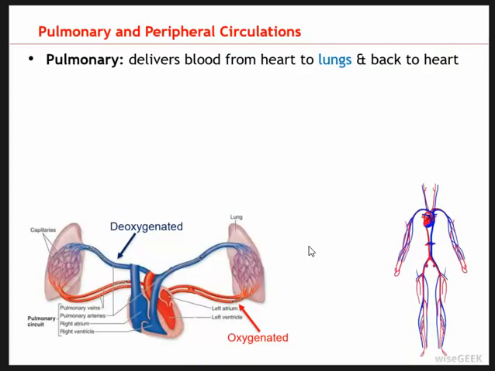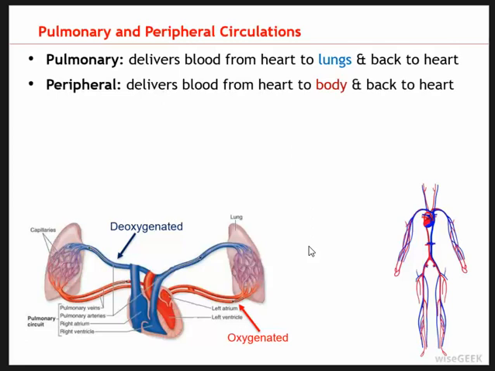This next slide here looks at pulmonary versus peripheral. There are different ways we can describe blood. We can describe blood as pulmonary, meaning it involves the lungs. But it can be from the heart to the lungs, or from the lungs back to the heart. So if the lungs are involved, we are pulmonary.